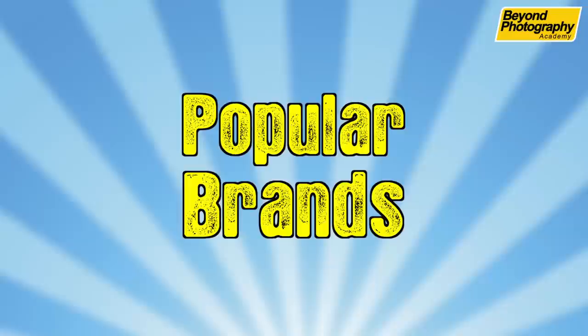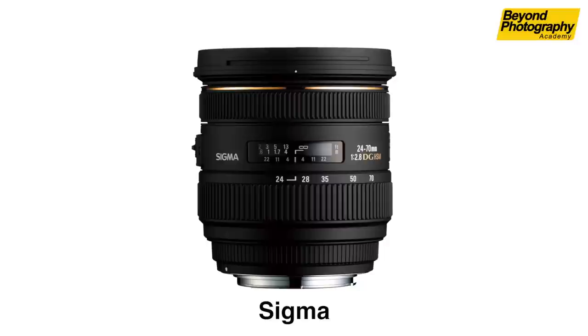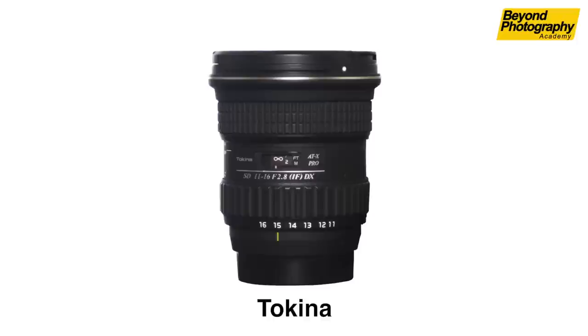And finally, the popular brands that you have in the market of lenses. If you own a Canon, I would strongly advise, and most professionals will tell you, go buy yourself a Canon lens. But Canon and Nikon lenses are always very expensive. That's why a lot of amateurs, and even professionals like me, seek out cheaper brands, for example Sigma and Tamron. And if you're looking for wide-angle lenses, most photographers would tell you to look at Tokina. Tokina are pretty famous for making affordable wide-angle lenses.